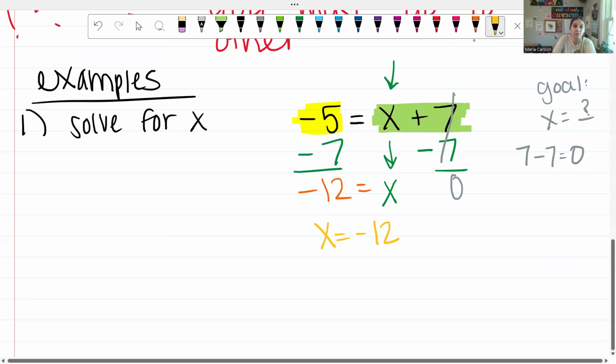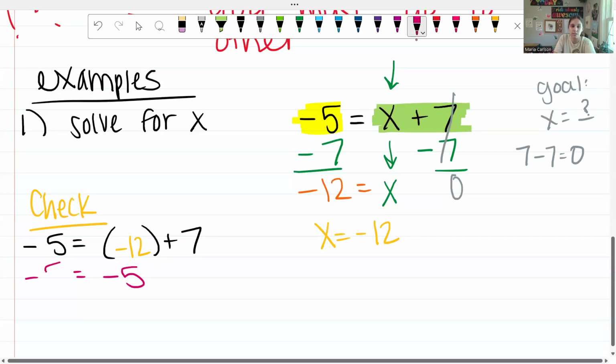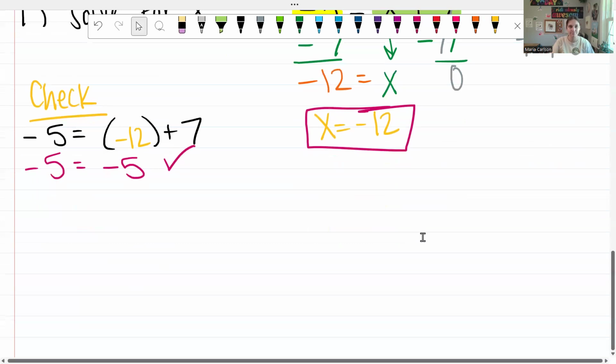Now I can always check my answer by substituting our value that we found for x back into the original equation. So our original equation was -5 equals x plus 7, and we said that x is -12. So if I substitute in -12 on the right-hand side, -12 plus 7 gives me -5, which sure is equal to -5. So that is our solution. X is equal to -12.